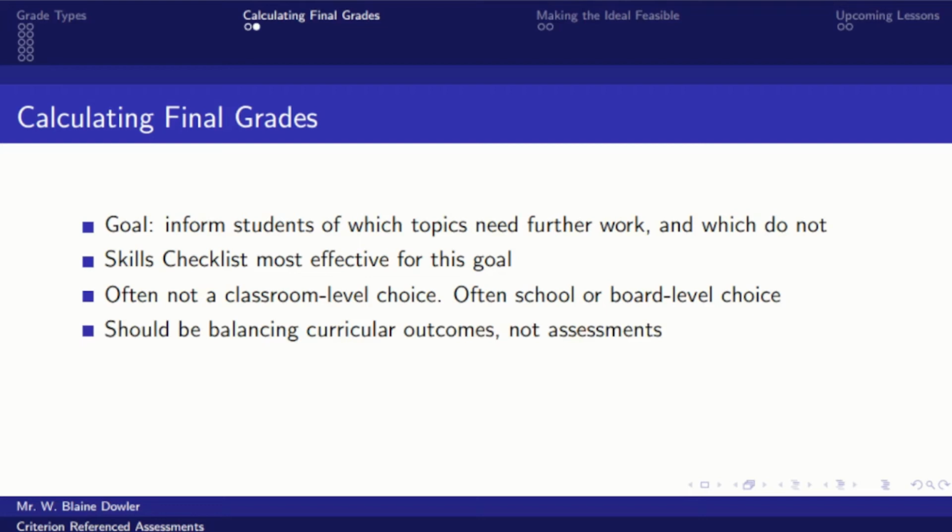Now, ideally, you want to be balancing curricular outcomes and not assessments. So if you have, say, 2 unit exams, and one covers 4 curricular outcomes and the other covers 3, they should not be equally weighted. Not unless one curricular outcome should have more weighting than others. Now, there are a number of digital gradebook products that make this much easier to do today. This is called standards-based grading, and there are several out there in the field.